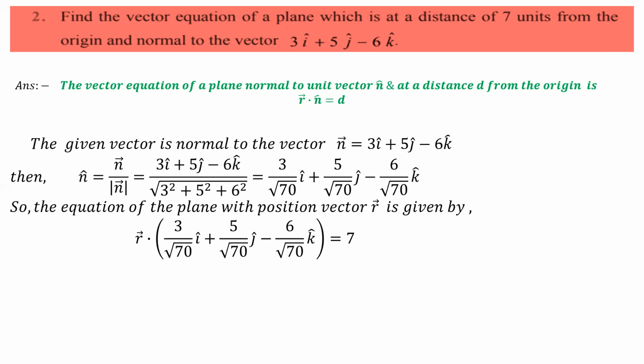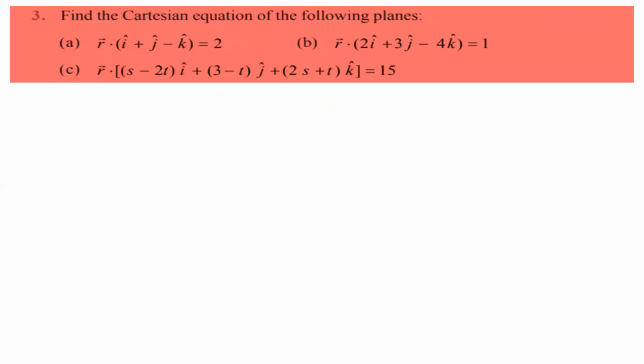Now if the question is about to find the Cartesian equation, just write the vector r in the form of xi cap plus yj cap plus zk cap and just find the dot product. This is the Cartesian equation of the plane. So this is your homework also, to find the Cartesian equation of the plane. Okay, now move to the next question, question number 3. So in the class we will solve the question number A and question number C, and question number B is your homework. Okay.